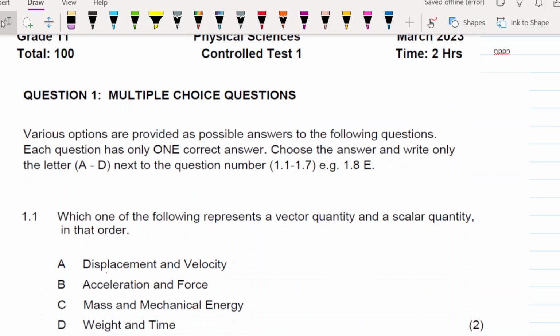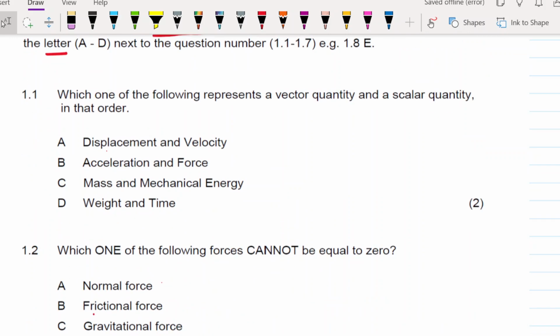You have now question 1, which is a multiple choice question. So let's read the question. The question says, you have various options provided as possible answers to the following questions. Each question has only one correct answer. Choose the answer and write only the letter. So now let's look at 1.1.